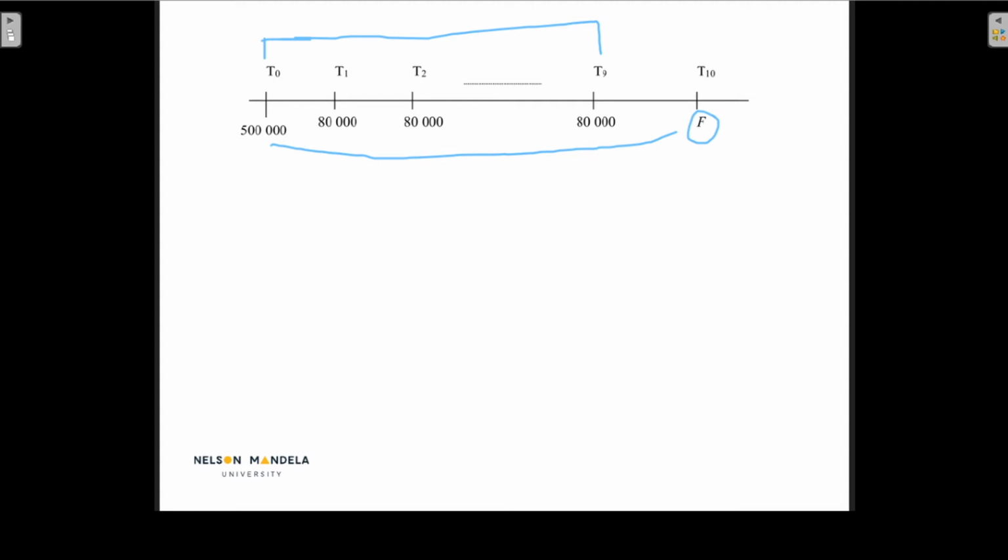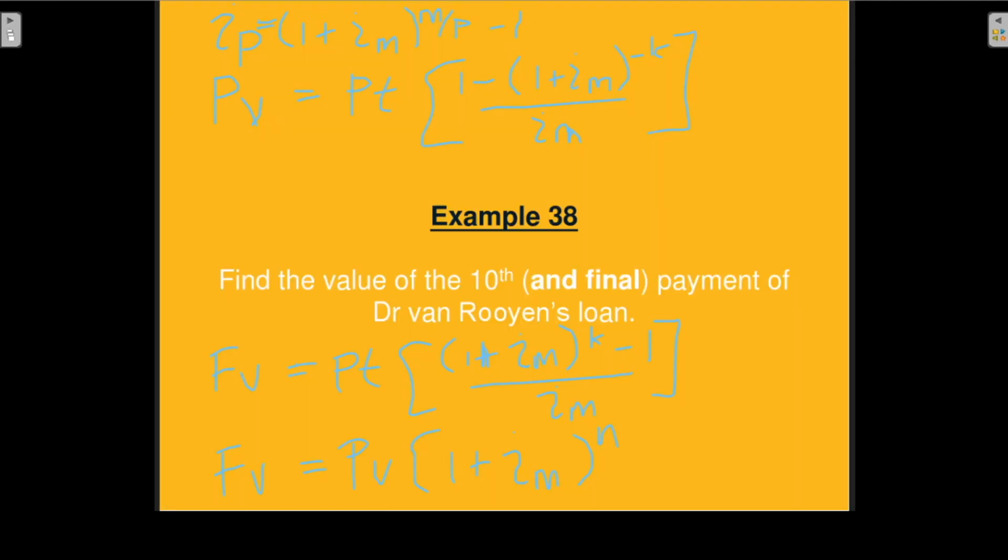Okay, so we can now say that the loan at time t0 is equal to the present value of my annuity plus the present value of my final payment. Now, the present value of an annuity, we have that formula here on the previous slide.